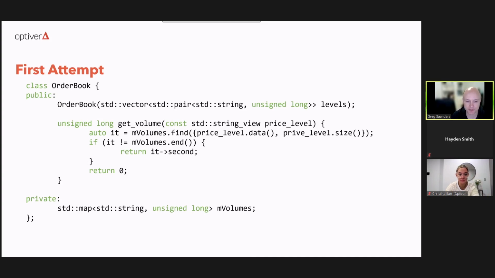So you can see I'm using a dictionary to map the prices to the amount of volume available at each of those prices. And our get volume method takes in a price, searches through that map for the price, and if it finds it, returns the volume associated with that price, or otherwise returns 0. Seems like a pretty decent solution as a first attempt.